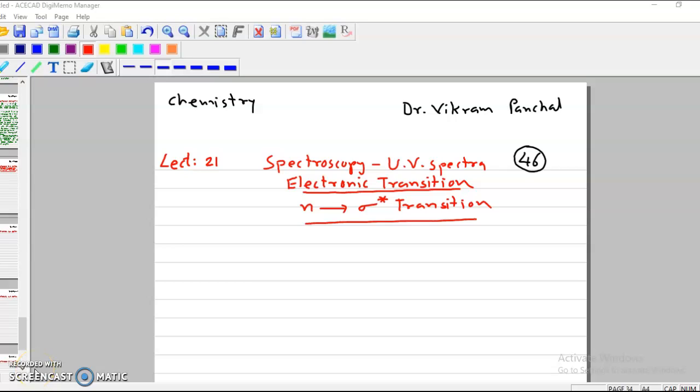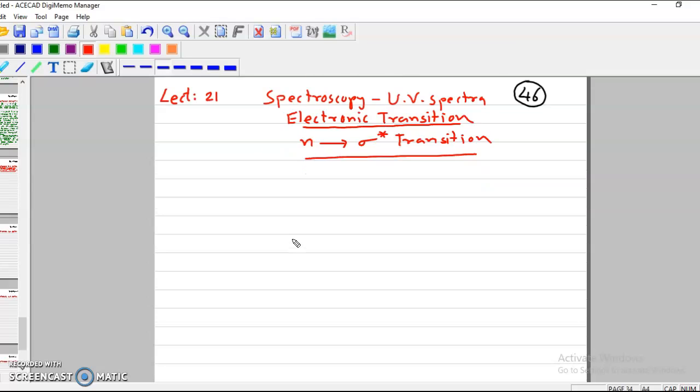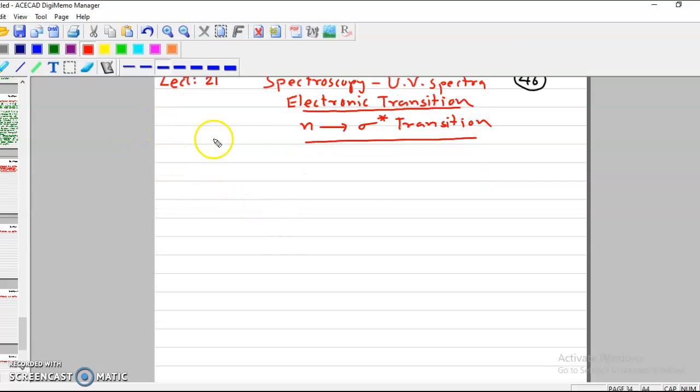This is Dr. Vikram Panchal and I'm dealing with chemistry spectroscopy, ultraviolet spectra. This is lecture number 21. In this lecture, I will explain you electronic transition of n to sigma star transition. Okay.